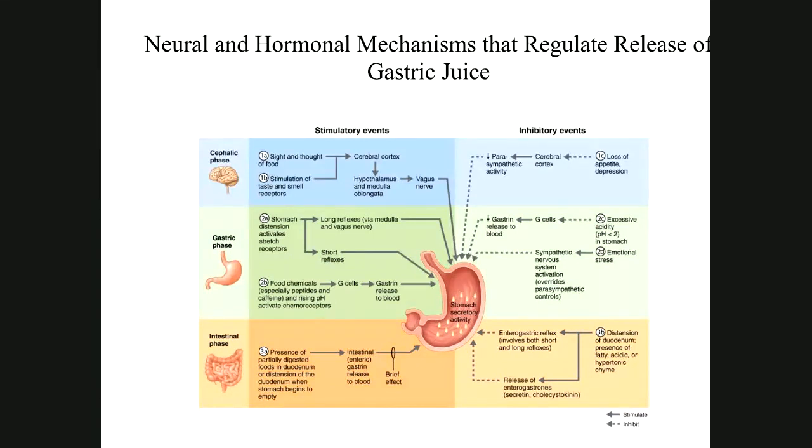And the intestinal phase is also controlled by the nervous system, because we have the enterogastric reflex and the enterogastrone reflex. The most important hormones playing a role here are secretin and CCK, because the stimulatory event is very brief.